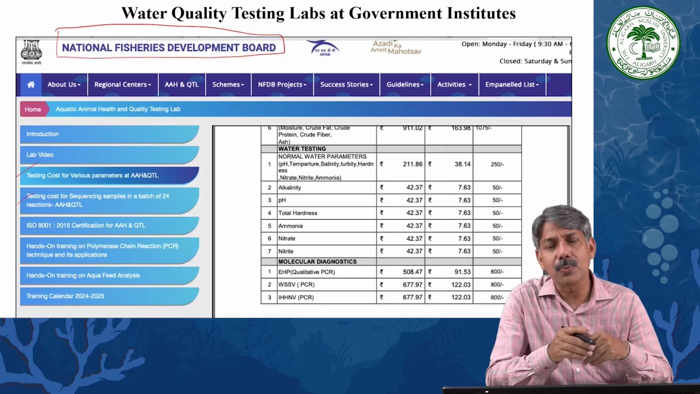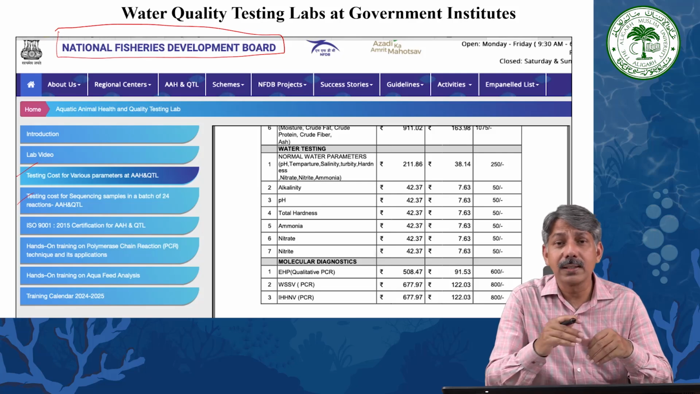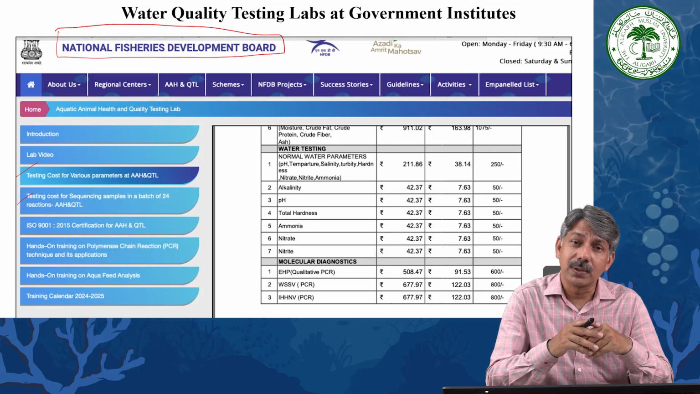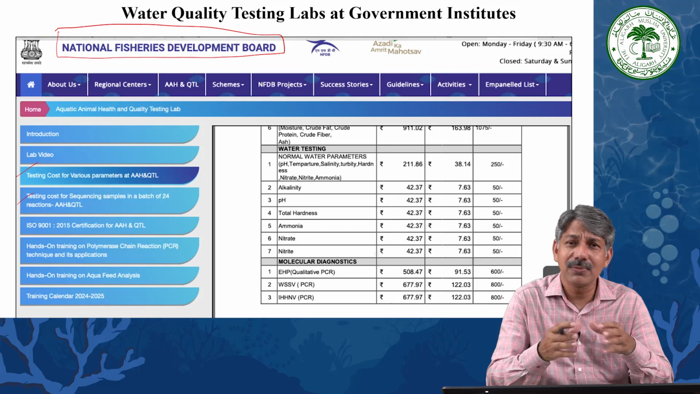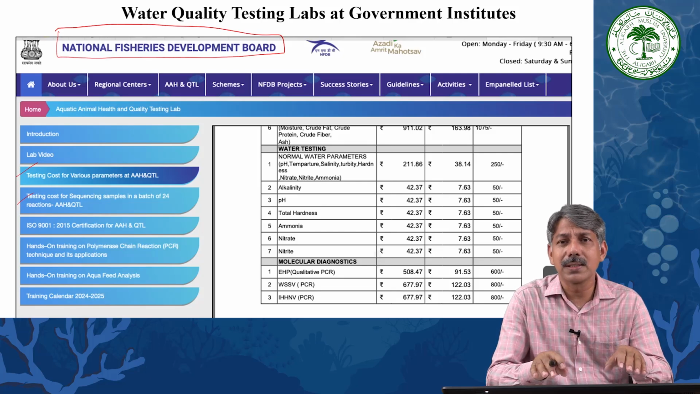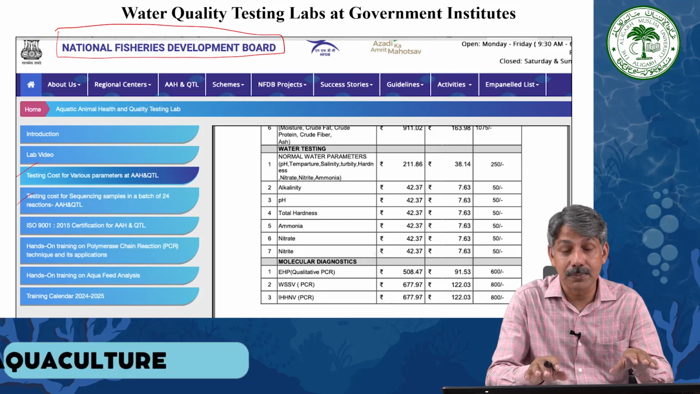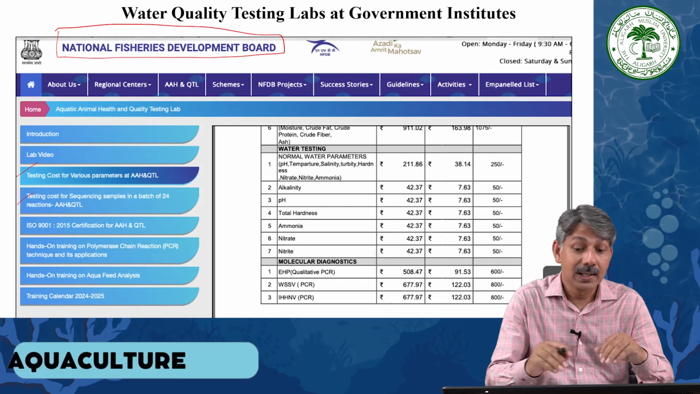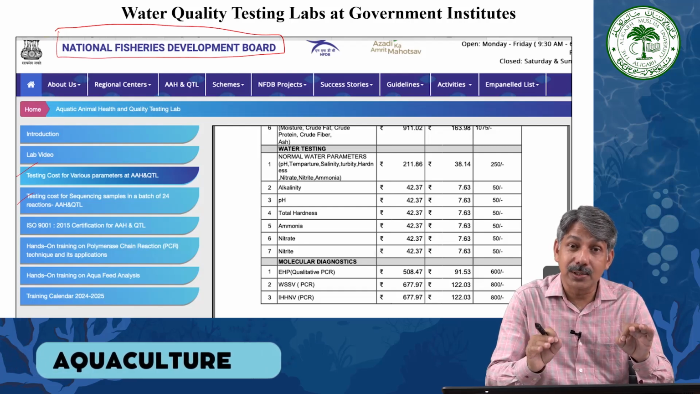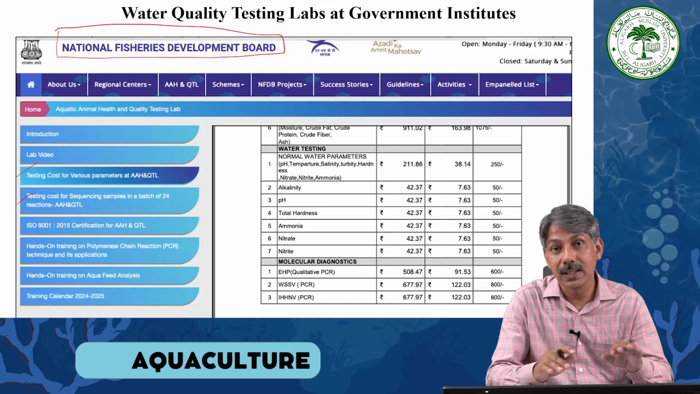Hands-on training they are also providing, and the places where you can visit for testing your samples, how you can send your samples, and very detailed information about many of the parameters which are required, which are necessary for aquaculture. You can visit the website and you will get the information on the same, and then you can act accordingly. But please be assured that you have to take care of water quality parameters first, then proceed further.